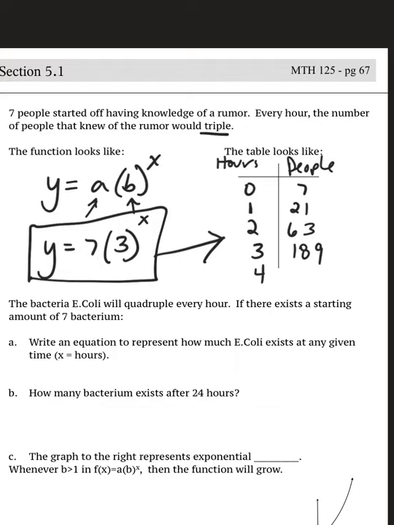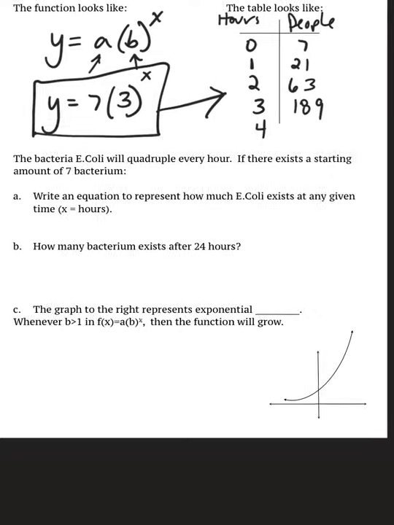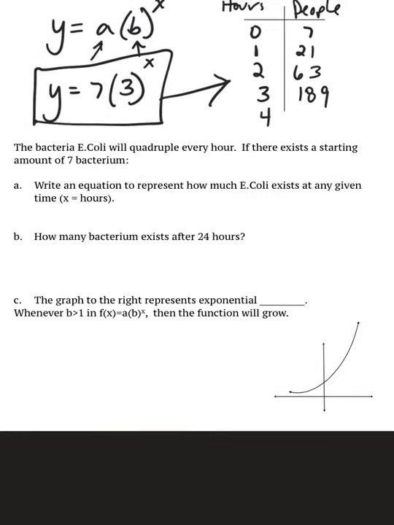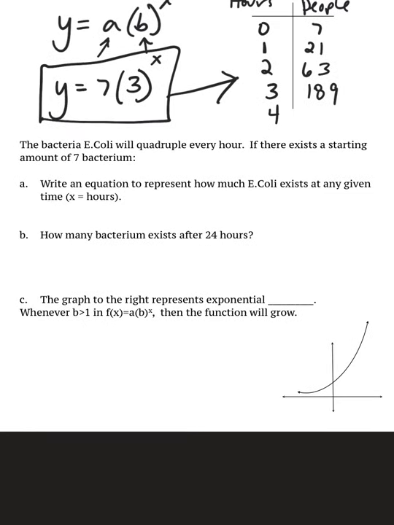Let's do another example. You have to be thankful I didn't use any COVID examples because I'm all COVIDed out. The bacteria E. coli will quadruple every hour if there exists a starting amount of 7 bacterium. A, write an equation to represent how much E. coli exists at any given time. X is going to be equal to hours.